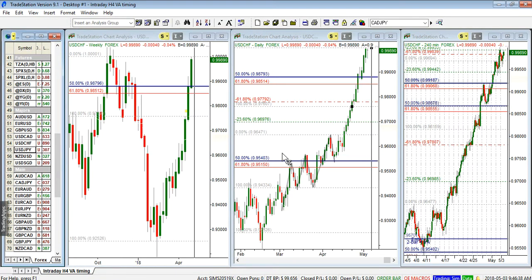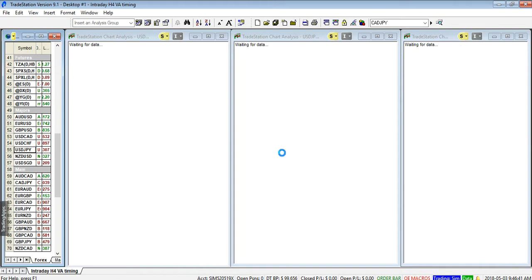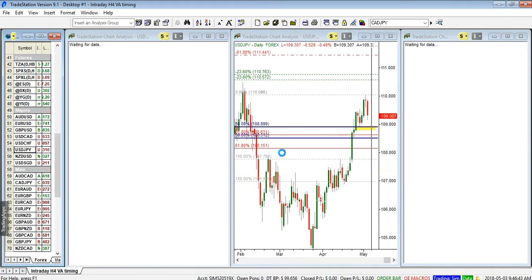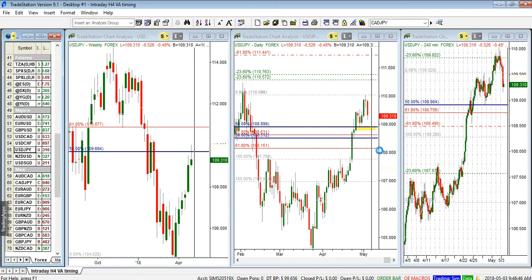Right. US Japanese yen, on the other hand, is correcting a little bit more decisively here. Still, there are levels below.